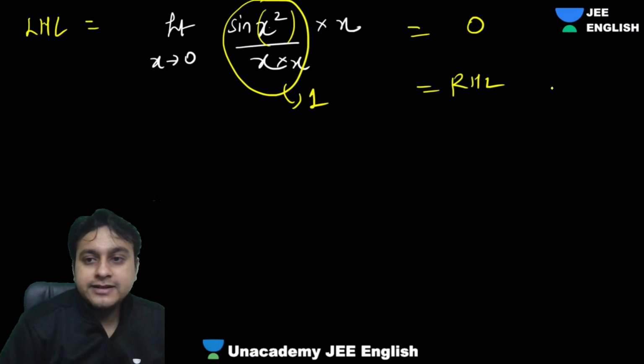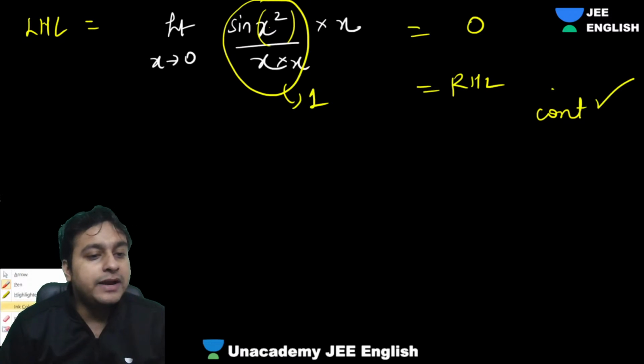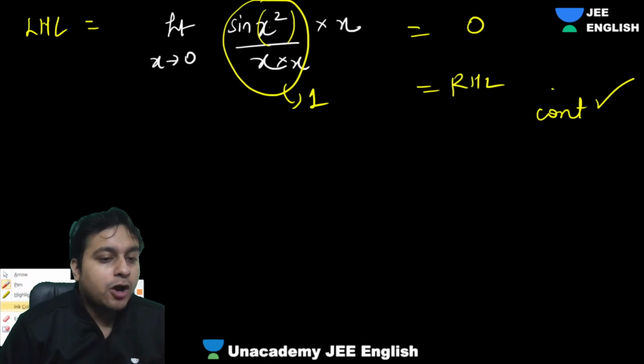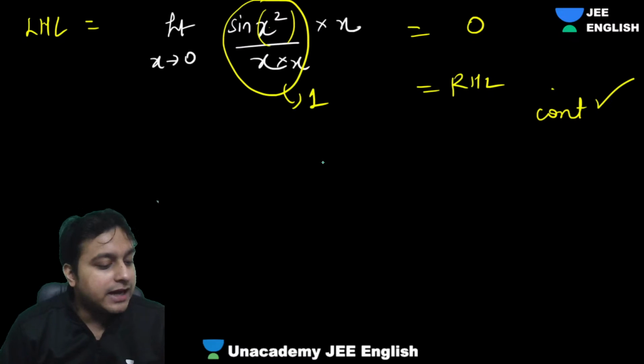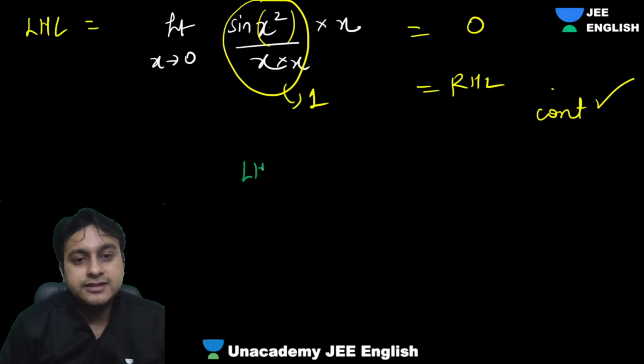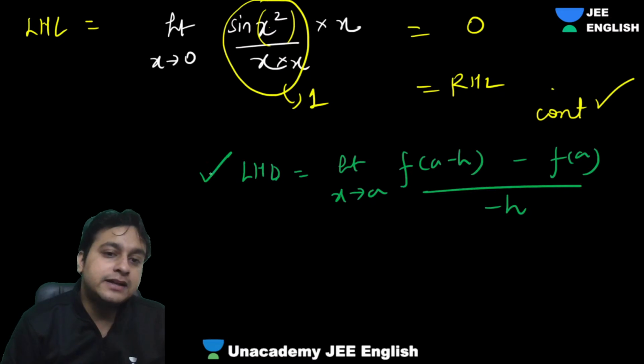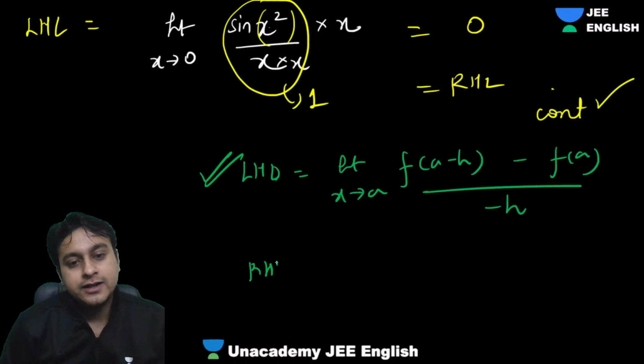Okay, so that means it is continuous. Always, guys, I would recommend whenever you are solving problems on derivatives, LHD, RHD, use this basic fundamental. What is that? LHD is limit x tending to a, f of a minus h minus f of a divided by minus h. Always go by this method. This will be working, okay?